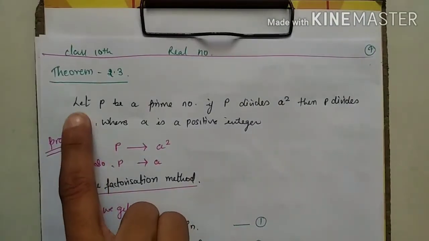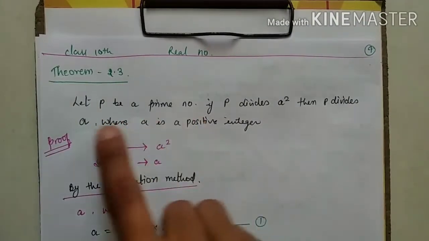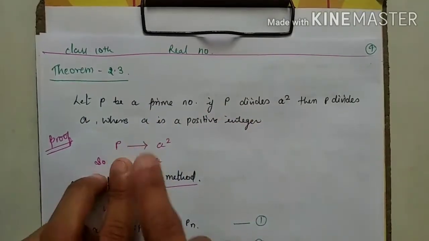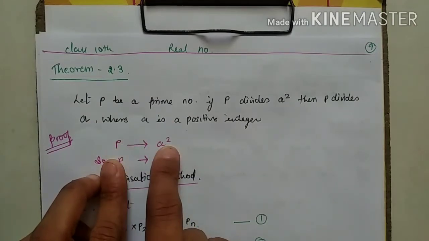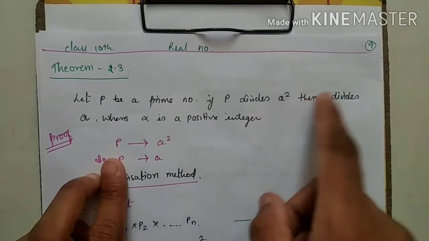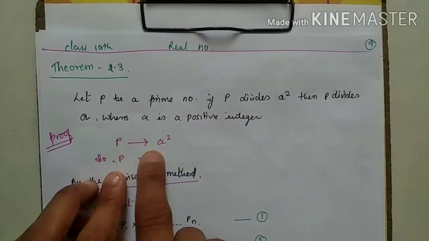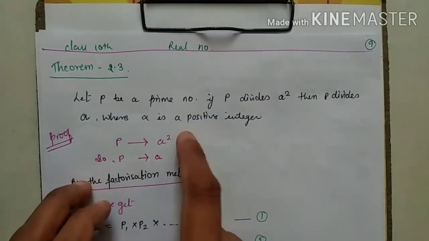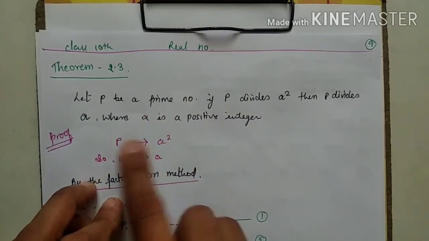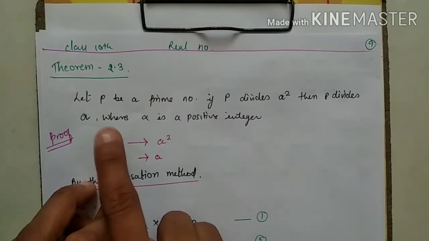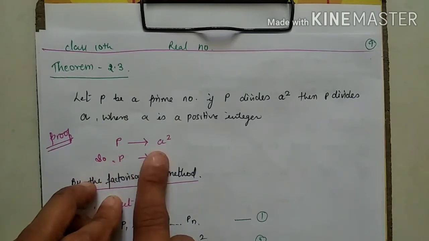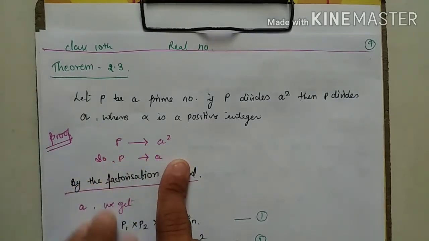Theorem 2.3 says: let p be a prime number. If p divides a square, I have written here, p is my prime number and it is dividing a square, then p divides a, where a is a positive integer. So we have to prove that p is also dividing a. Is it clear? This is given, and this has to be proved. Given: the prime number p is dividing a square. We have to prove that p also divides a, normal a. Okay, now I am giving the solution.